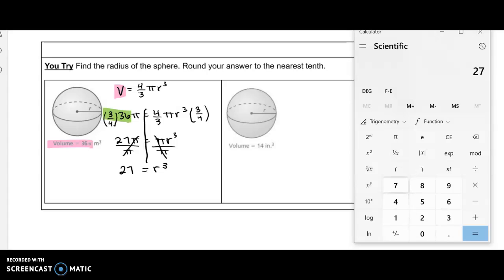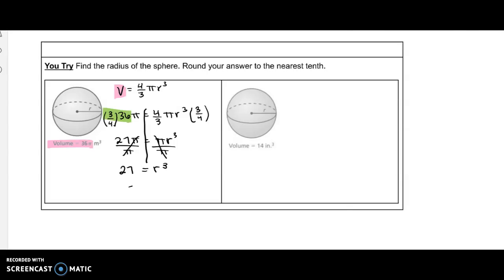So you type 27 second cube root, and that's 3. So like I said, we took the cube root of 27 because that cancels our exponent of 3, leaving us just with r. So it's 3 meters is our final answer.